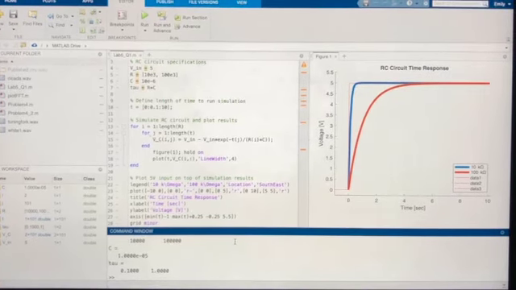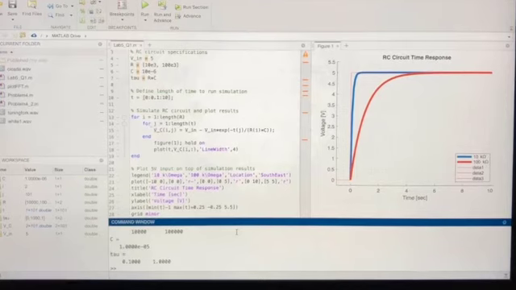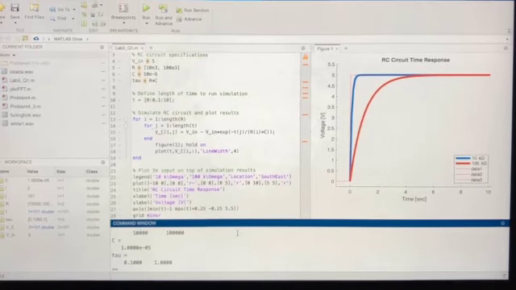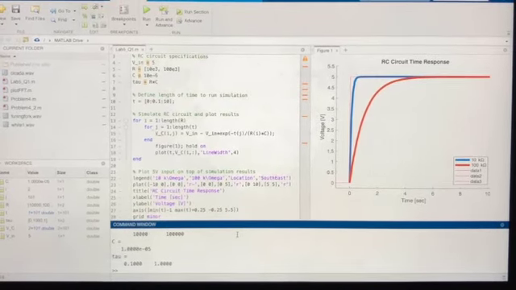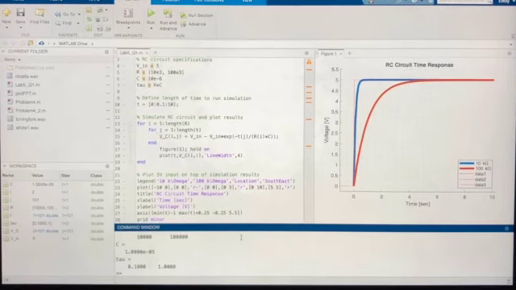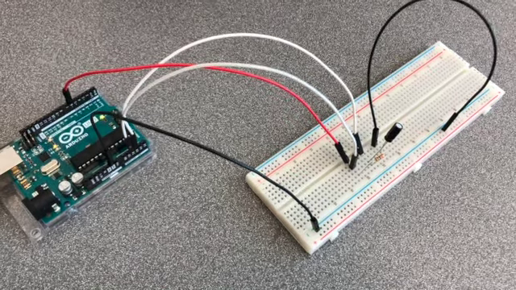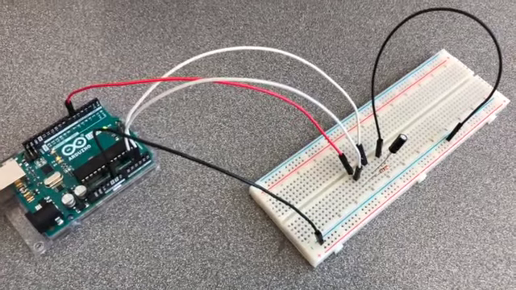We can see that the 10 kiloohm blue line approaches steady state faster than the 100 kiloohm red line because it has a smaller time constant, since tau equals R times C, and the 10 kiloohms is smaller than the 100. This is my circuit with the 10 kiloohm resistor.